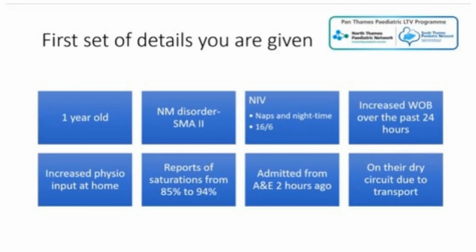We haven't got lots of time, so just going to neuromuscular, SMA2, NIV, 16/6. They've had increased work of breathing over the past 24 hours, and they've got increased physio input at home, reports of saturations of 85 to 94, and they've just been admitted and they're on their dry circuit. So as you can imagine, I am going to ask for a bit of participation from you in the chat shortly, just to see what you would be thinking if this child presented to your A&E, your ED, and then onto the ward.